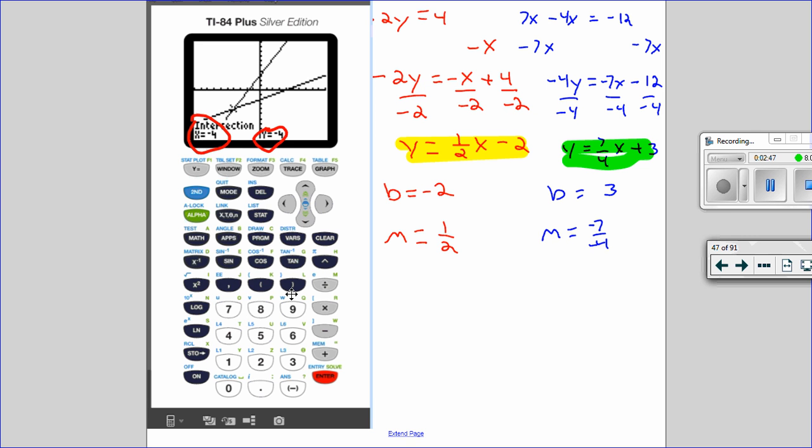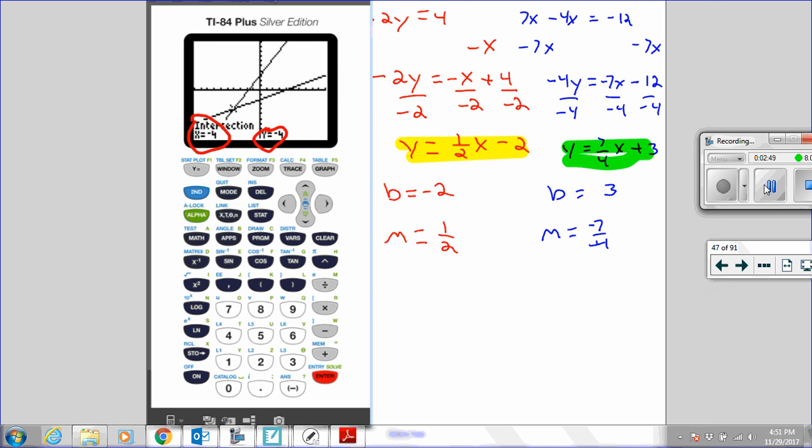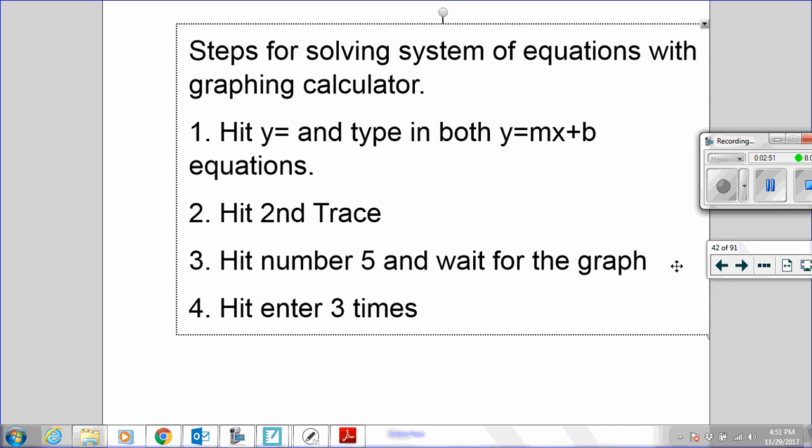Okay. All right. And just to recap the steps here, you want to hit the y is equal up button and type in both of your equations. Hit second and trace to get the calculate. Hit the number 5, which is intersection, and wait for it to graph. And then hit enter 3 times.